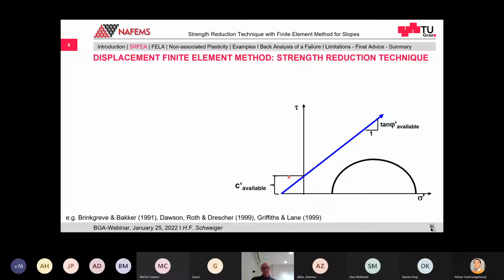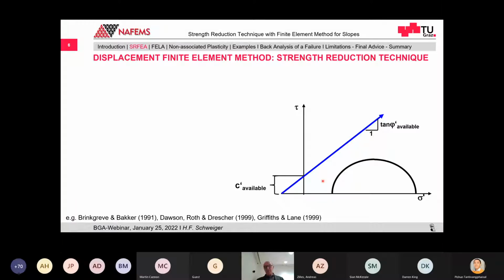Now, once we move on to the displacement-based finite element method and the strength reduction technique, what is happening if you do that? Let's assume you have a slope or any other geotechnical structure, and you do an analysis under, let's say, working load condition with characteristic strength and stiffness parameters.